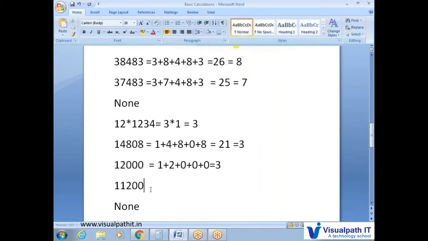And option C is equals to 1 plus 1 plus 2 plus 0 plus 0. So that is equal to 1 plus 1, 2. 2 plus 2, 4. 4 plus 0 means again 4. 4 is not equal to 3. So here in this question, option A is satisfied, option B is satisfied, option C is not satisfied, and option D is none of these.